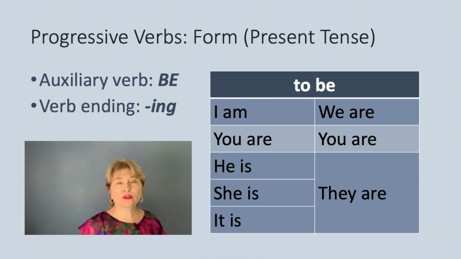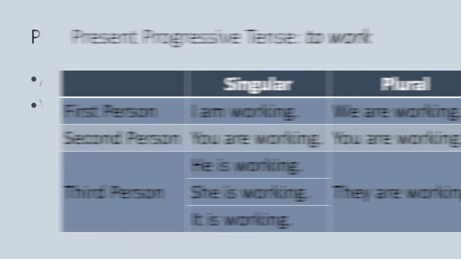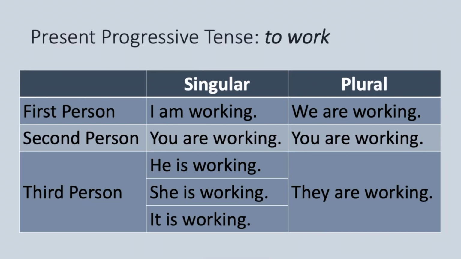Let's have a look at the verb to work in the present progressive. The singular side shows I am working, you are working, he is working, she is working, and it is working. On the plural side, we are working, you are working, and they are working. Let's look at some examples.